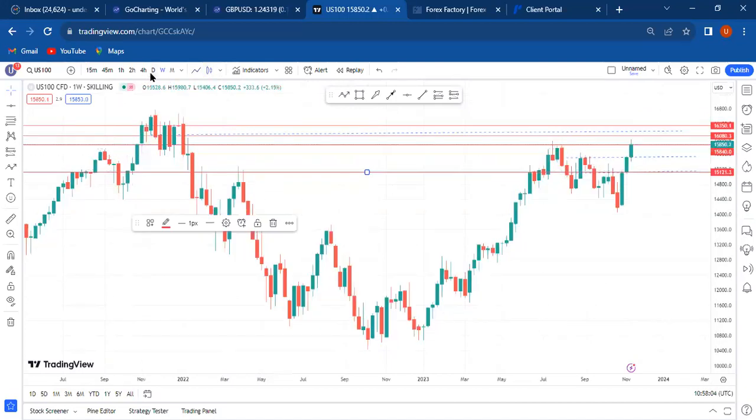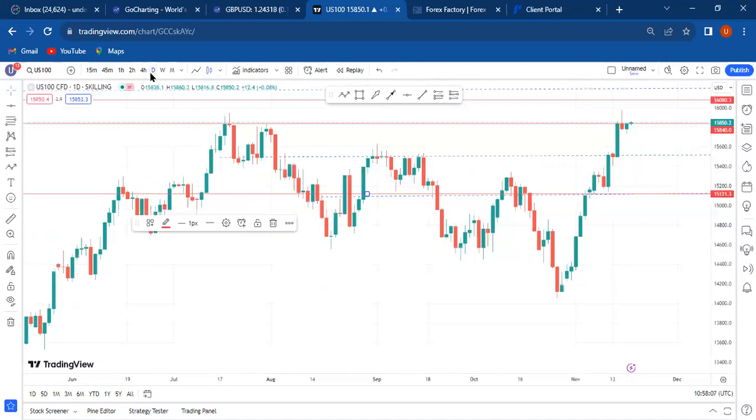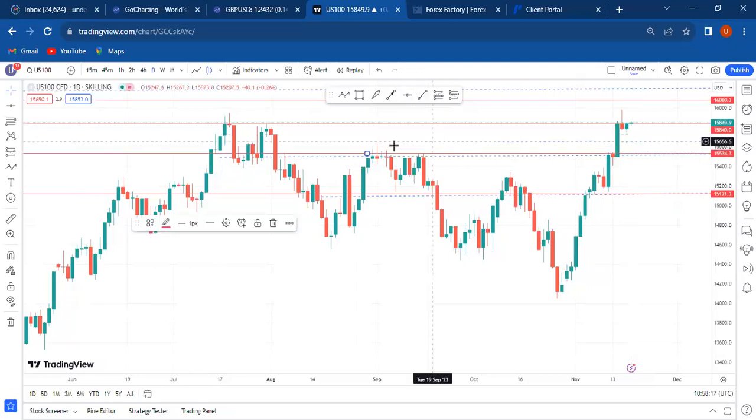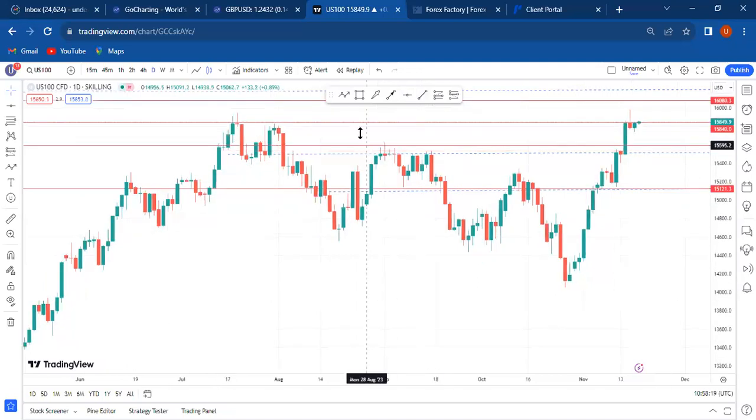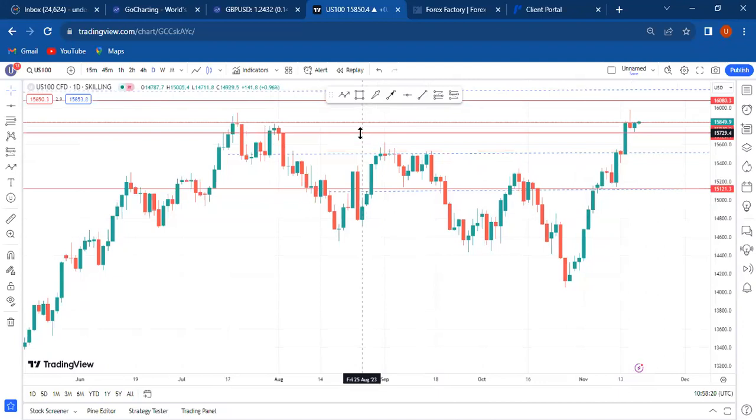Let's go to daily. Now, what is daily telling you? Daily is telling you that yes, we have a rejection here, right? And we also have price retesting this. Okay, so we have price retesting this level. So yes, this is telling you that we might continue what?